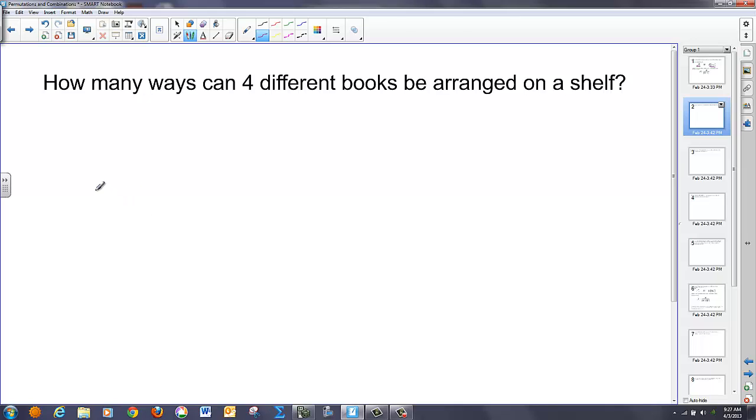So let's start with this. How many ways can we arrange 4 different books on a shelf? And I'll start out with an intuitive manner. So intuitively, I have 4 spots on a shelf I'm going to put 4 books in. And I look at my first place and say, well, how many different choices of books do I have to put right here? And I have 4 books in my hand, so I have 4 choices.